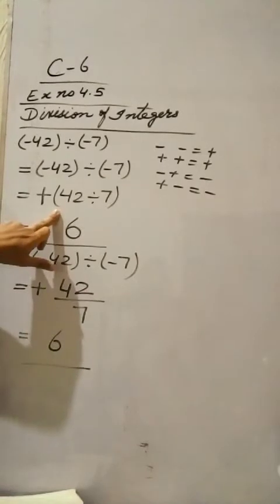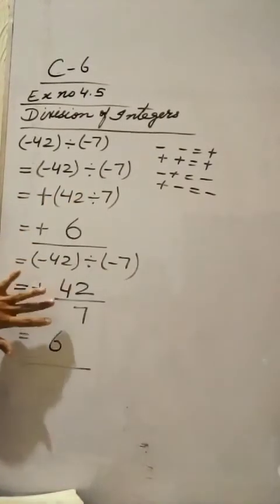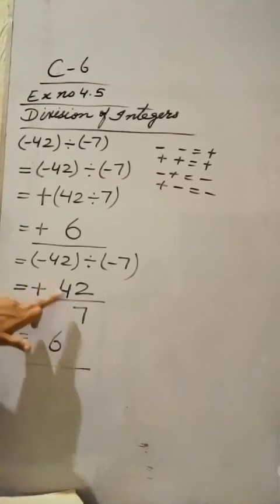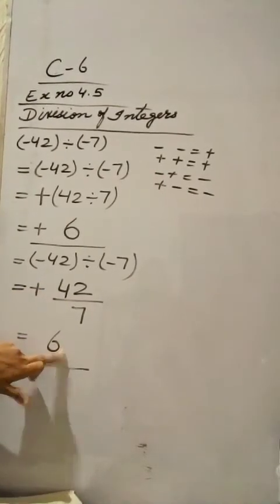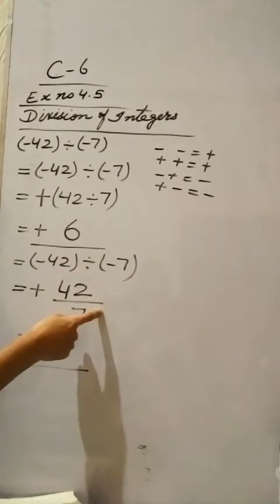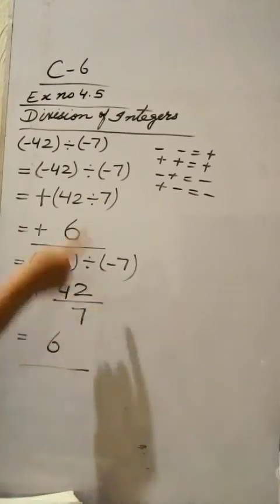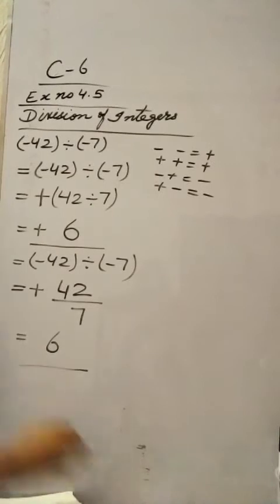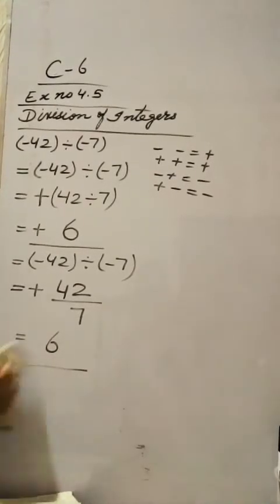You can solve like this horizontal way, and you can solve like this, writing in the fractional form. 42 divided by 7 equal to 6. We can write division as a fractional value. We can write a fractional value as a division value. So you can solve in both methods. Now I am solving the next question.